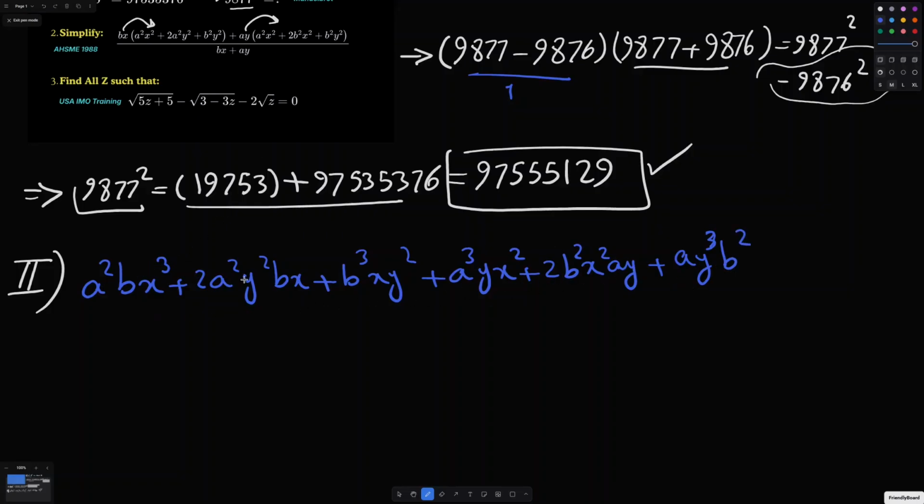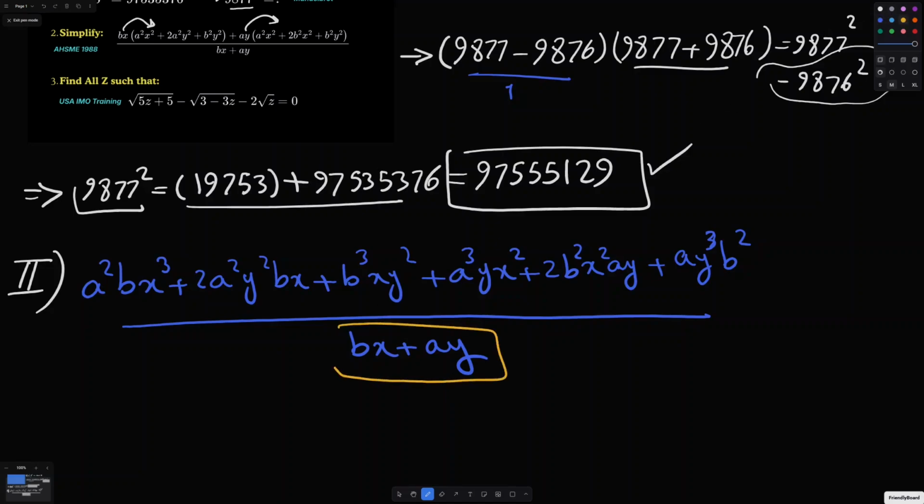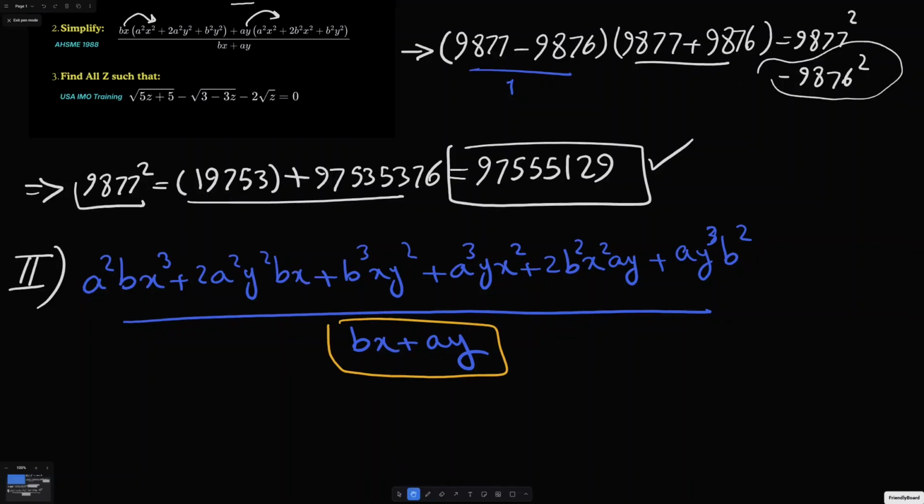1 2 1 2 3 1 2 3. Okay, 6 terms as well. I didn't miss anything. Always check your sanity first. Bx plus ry. And what I'm saying here is that I want to somehow find this in here so I can just simplify everything, cancel them out. But how can we do that?